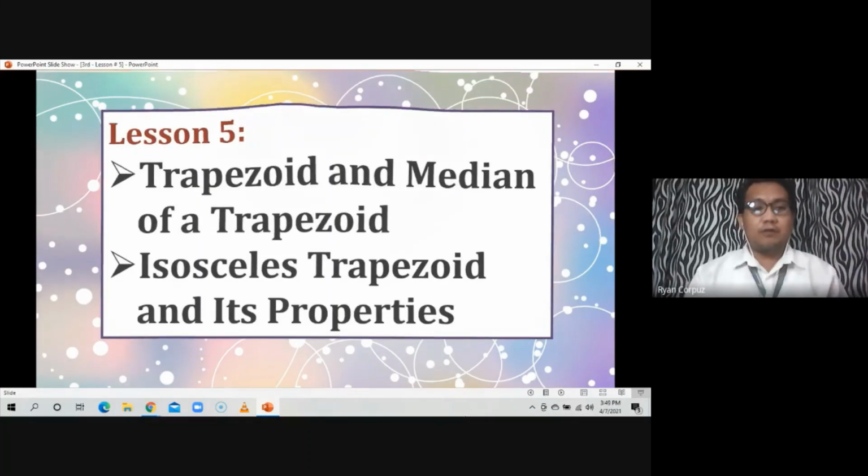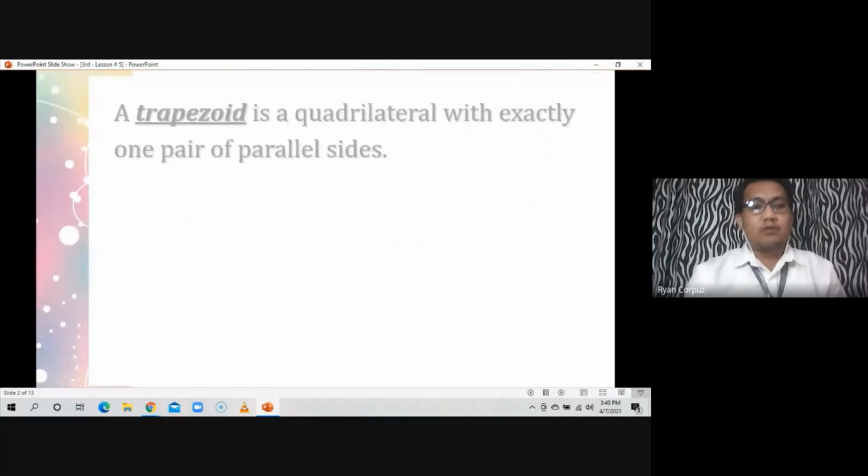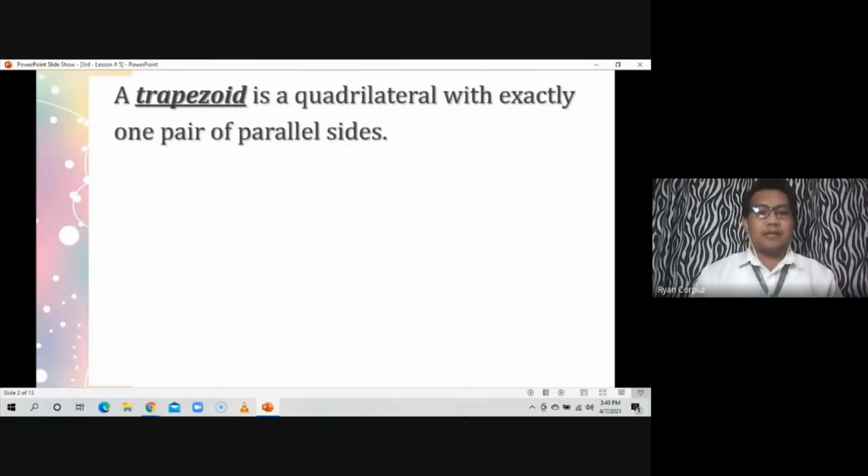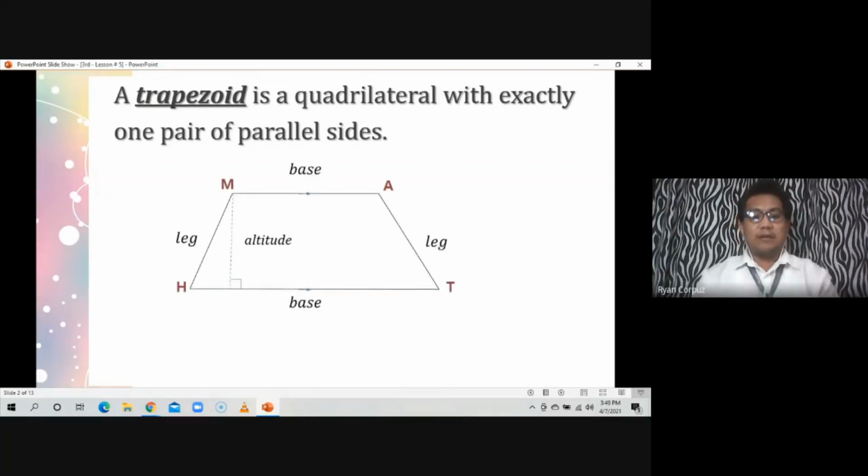So, ano nga ba 'yon? So, unang-una, we define trapezoid as a quadrilateral with exactly one pair of parallel sides. Just like, for example, this one. So, we do have here what we call a trapezoid. Again, we define trapezoid as a quadrilateral with exactly one pair of parallel sides.